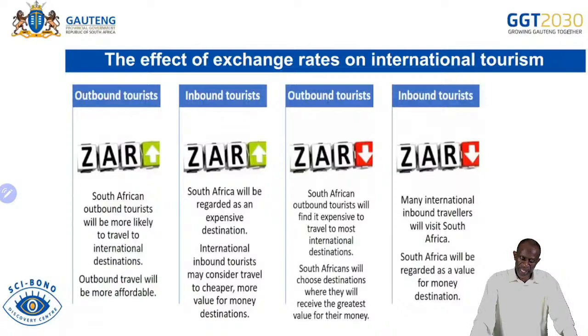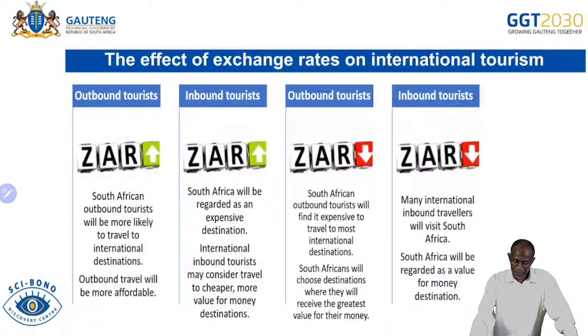So when the rand is weak, South African outbound tourists will find it expensive to travel to most international destinations. South Africans will choose destinations where they will receive the greatest value for money. That is in an event where the South African rand is cheaper. This is the impact. Most South Africans will find the outside world very expensive, so there will be less travel to overseas destinations because they will be expensive for South Africans.